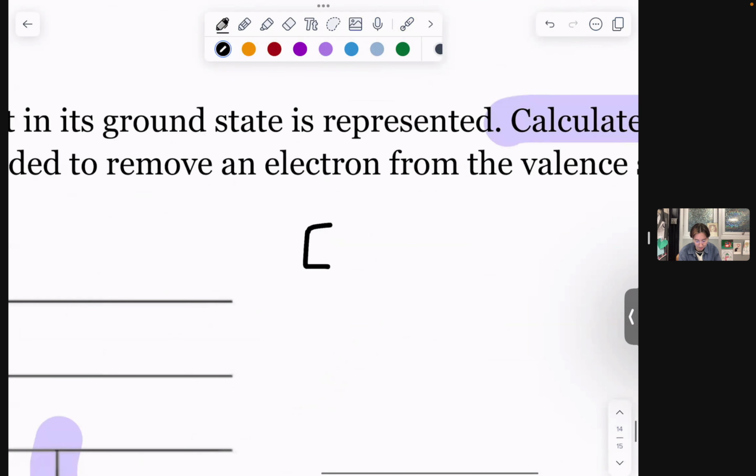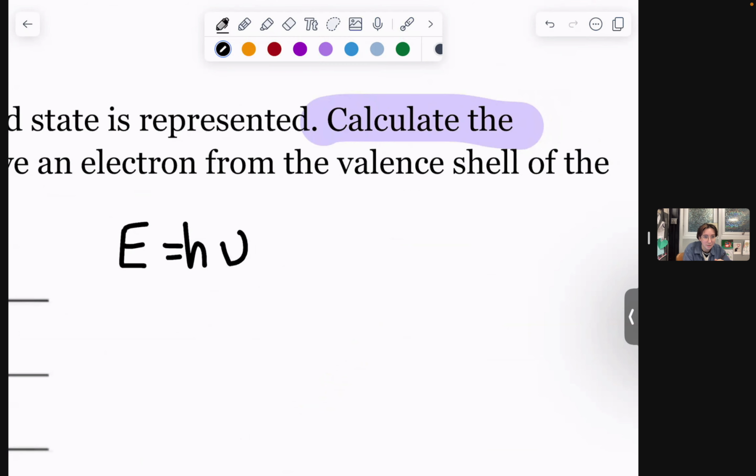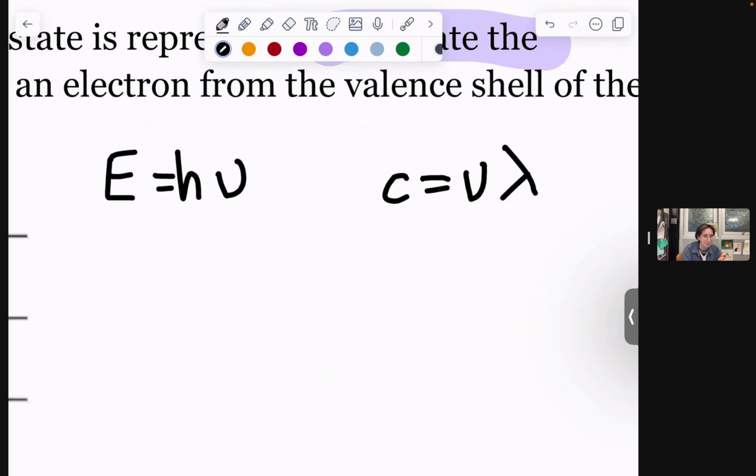We know that energy is equal to h times frequency, and that doesn't have wavelength in it. We also know that the speed of light is equal to frequency times lambda, which is wavelength. So, different options. I recommend squishing these two equations together in order to translate from energy to wavelength. I'll show you the steps of how I'm going to rearrange this, just in case that feels a little weird to you.